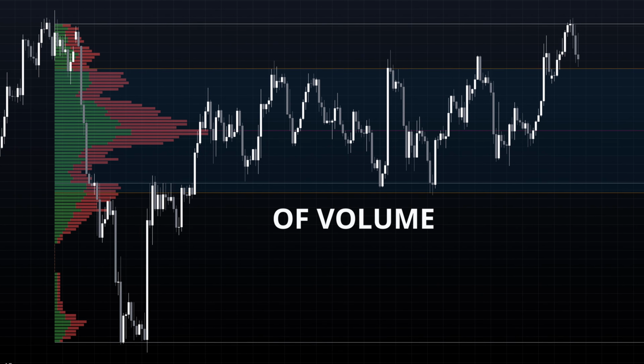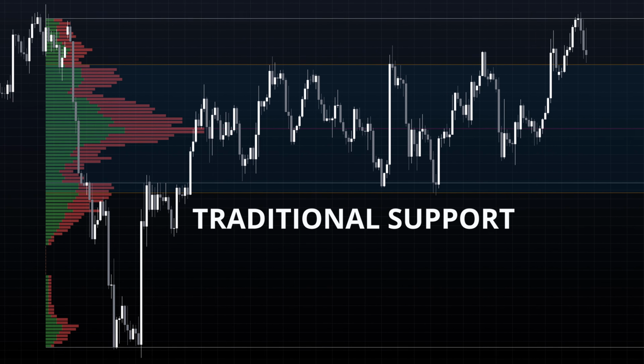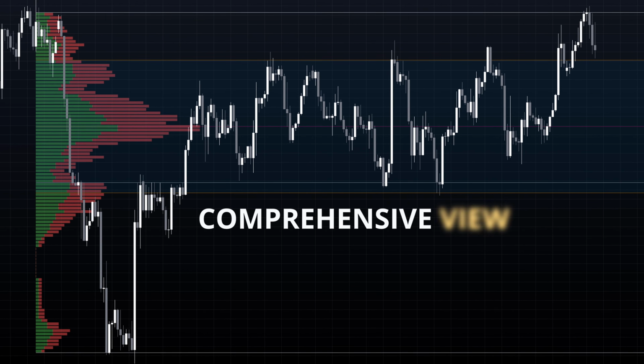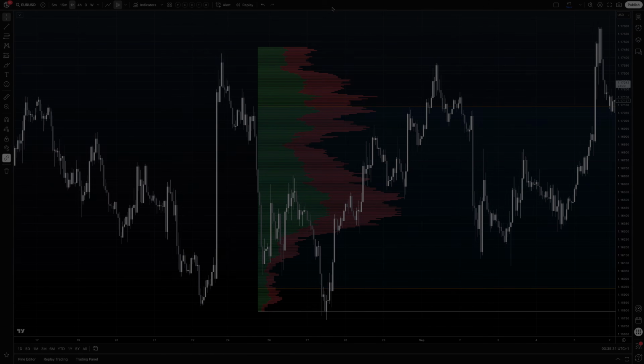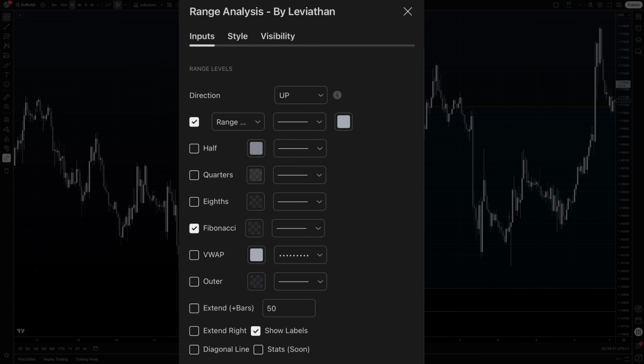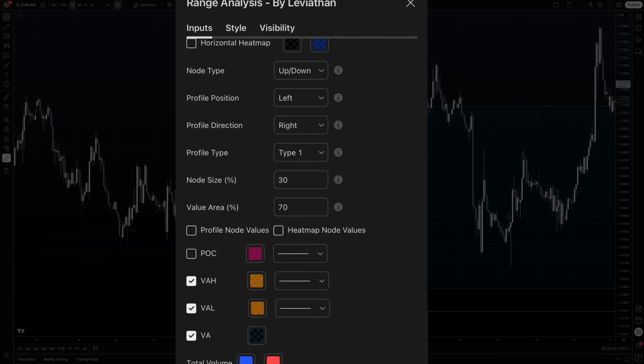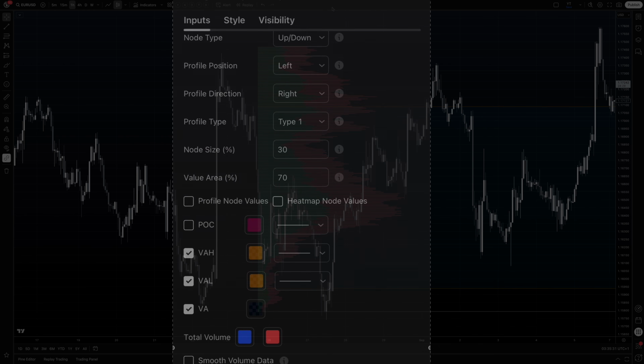The combination of volume analysis with traditional support/resistance creates a comprehensive view of market structure that goes beyond simple price action. The extensive customization options include multiple line styles, colors, text positioning, and display preferences.